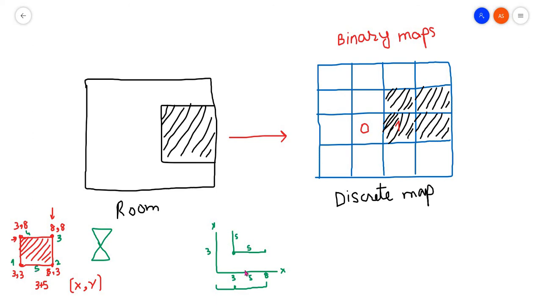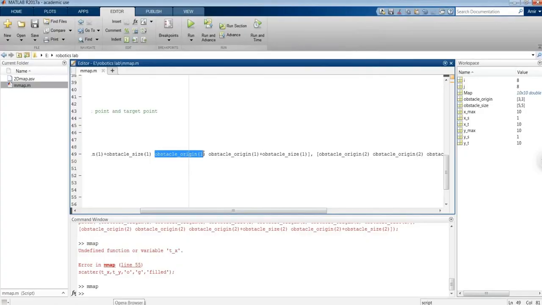The length is 5. Should I write the length here like this? 5. And this is already 3. The length is 3. This is 3, and this is 5. So both of these points, second and third, have the length of 3 plus 5 is equal to 8. They both have 8. So it means that we have written it wrong here. So let's correct it. So it will be obstacle origin plus obstacle size.